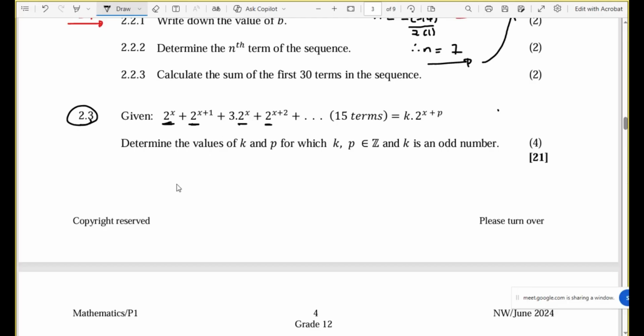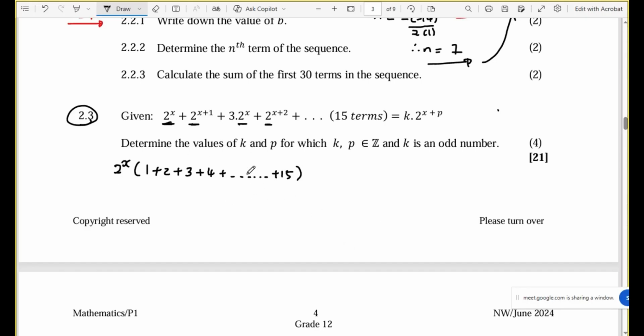Can't we factor it out? Exactly. 2 to the x will be left, and the sequence now becomes 1 plus 2 plus 3 plus 4 plus all the way to 15. You see? So now, this is how you can write your sequence.